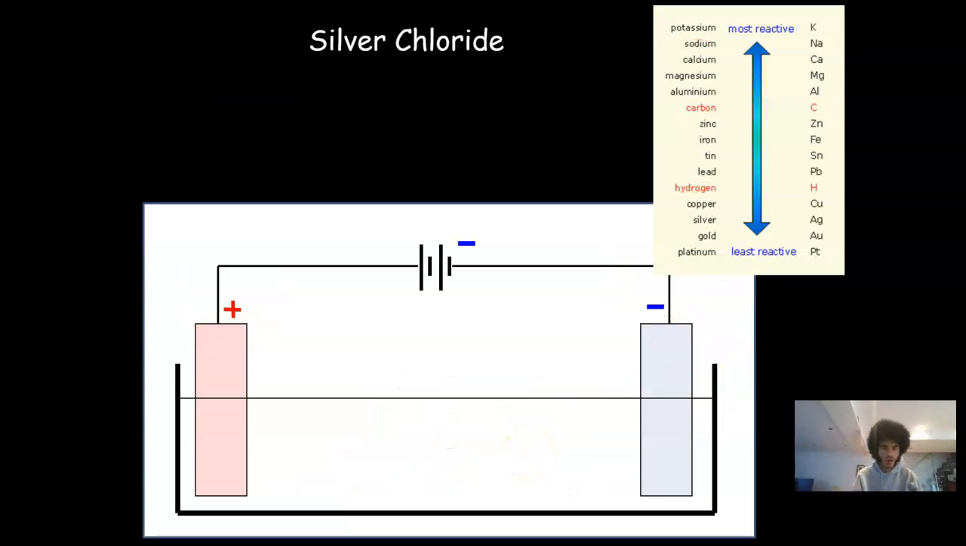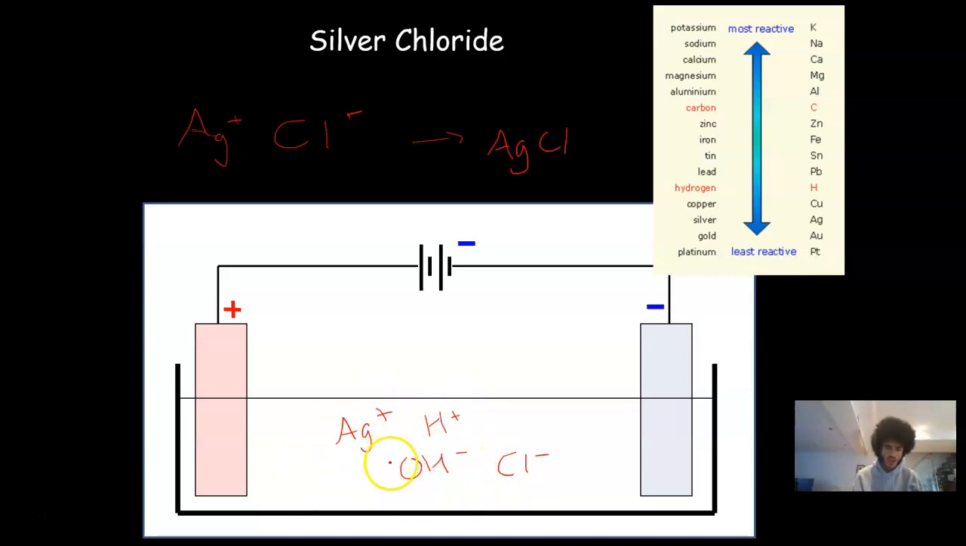Let's try one more, silver chloride. Silver's usually Ag+, and you've got Cl-. So it's pretty straightforward in terms of the formula. It's going to be AgCl. So in solution, you've got Ag+, and H+, and OH-, and Cl-. These two are going to go over there because oppositely charged ions and electrodes attract each other. And then you've got Ag+ going over here and H+ going over here.